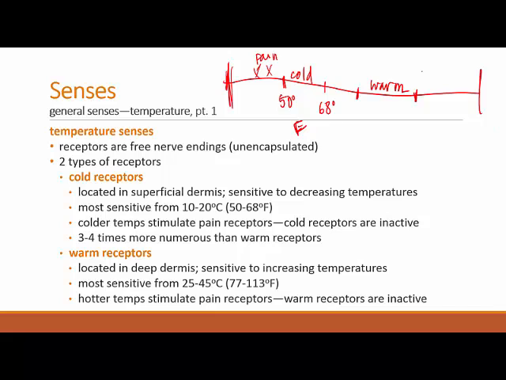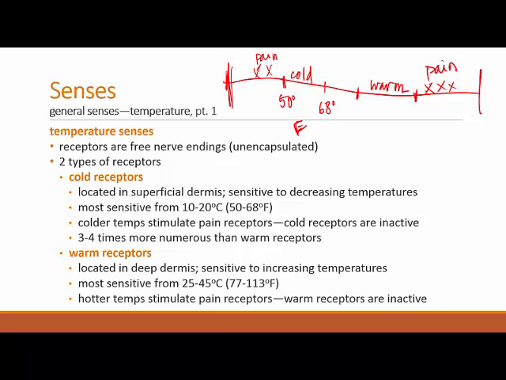Notice that as we get higher than 113 degrees, that's where pain again takes over. So in both cases, as we get outside of this range, the cold receptors stop responding, and if we're getting very cold, then pain picks up. And with the warm end, as we get warmer or cooler than the range, the receptors stop responding, and if we get up into the really warm or hot temperatures, that's when pain begins to take over.